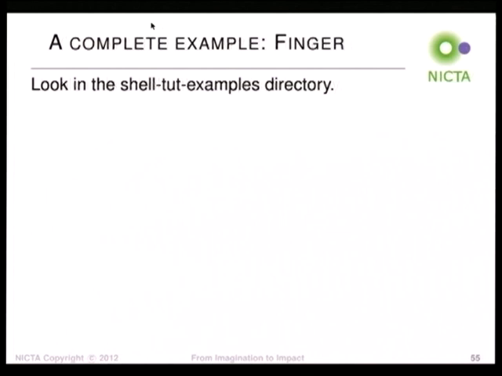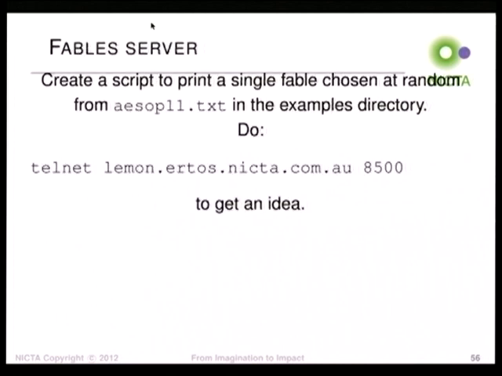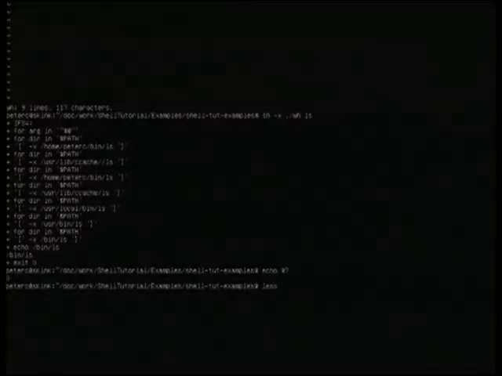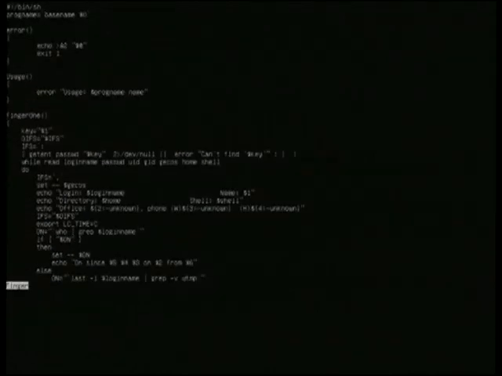OK. Take a look in the shell two examples directory. We're going to look at a complete example called finger. It's with a capital. Finger thing. This one uses a lot of the things we've already seen, but sticks them together in a more interesting way. We've got two functions.